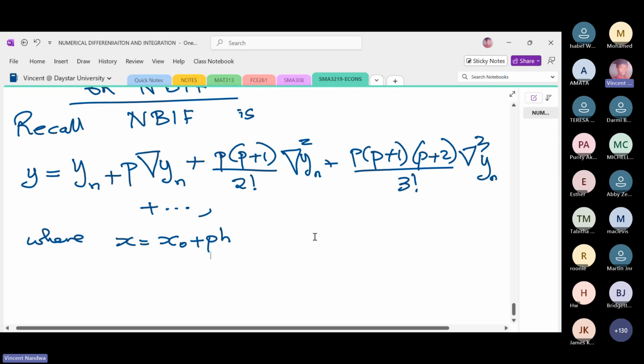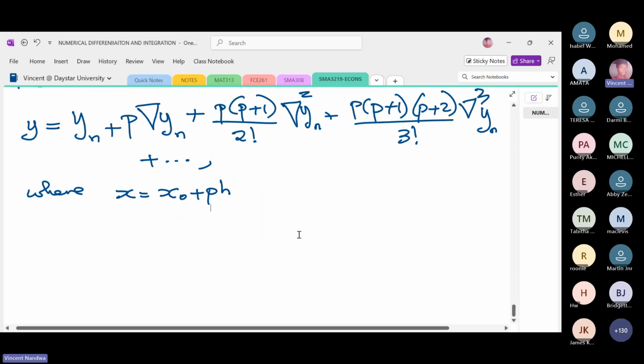So if we go through exactly the same steps we have done in the previous derivation, we'll get this.